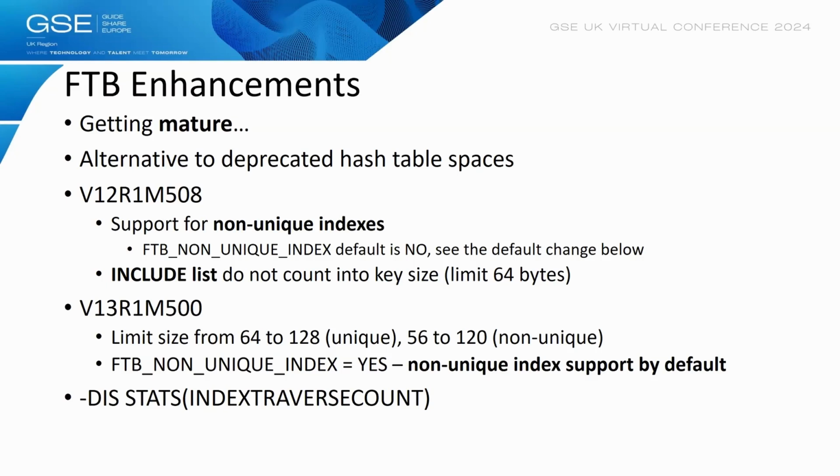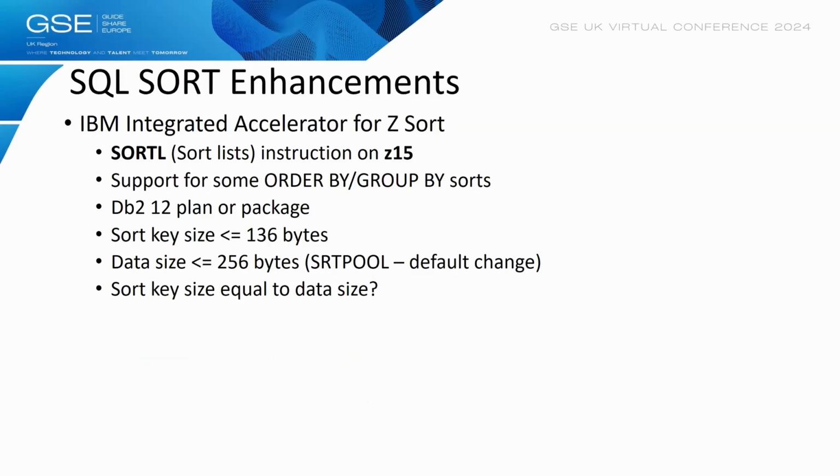And this is now changed in V13 because now the zparm is changed to yes. So non-unique indexes are supported by default as well, because in V12 there was this zparm and the default value was no, meaning it was not allowed for non-unique indexes. So that's there. They also raised the limit of the key, which is good. So now you can have larger keys for FTBs and so on. So this is really good.